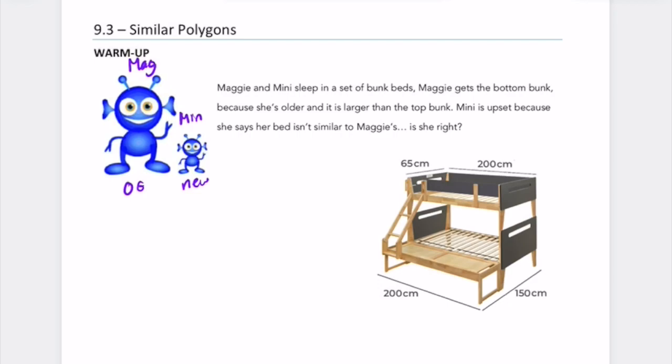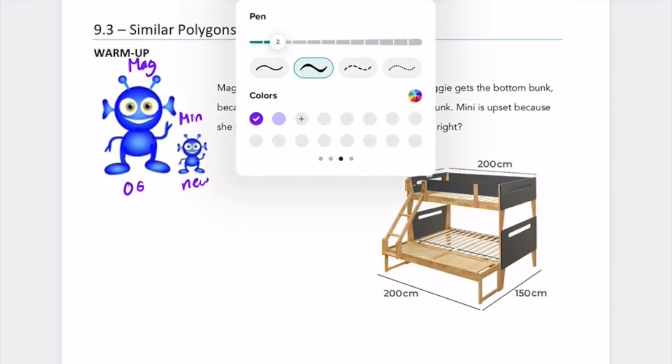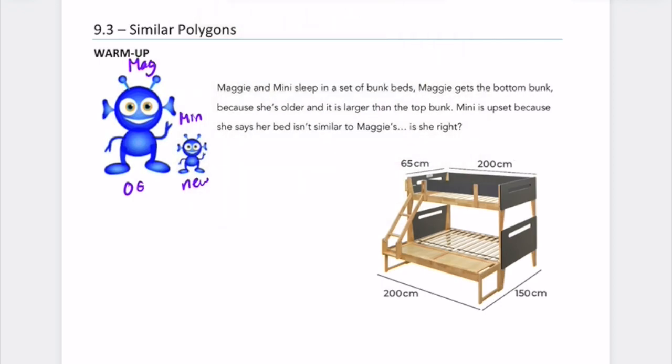So pause this video and see if you can make a conclusion if the two beds are similar to each other in the same way Maggie and Minnie are similar to each other. You can use scale factor. That can be your little hint to get going. You have a few minutes to try that out. Pause the video.